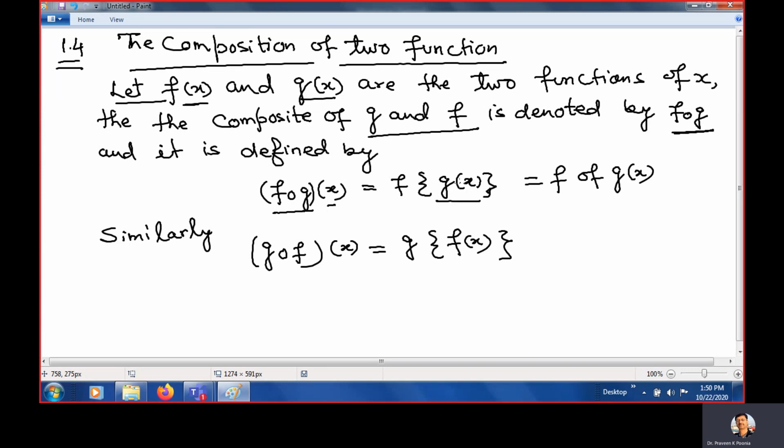Here in this case, first we write the value of g(x) and correspondingly we evaluate the value as per the definition of function f(x). Here it is g composition f, which is defined as g of f(x). How do we read it? g of f(x). It is opposite here. First we put the value of f(x), and then whatever the value of f(x), we change it accordingly to the definition of g(x).